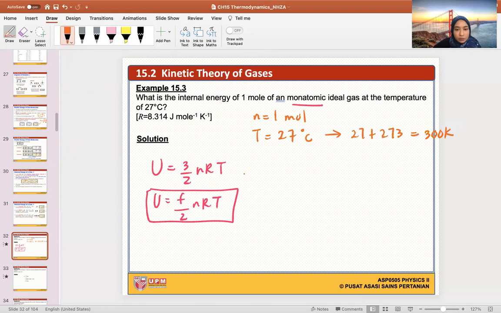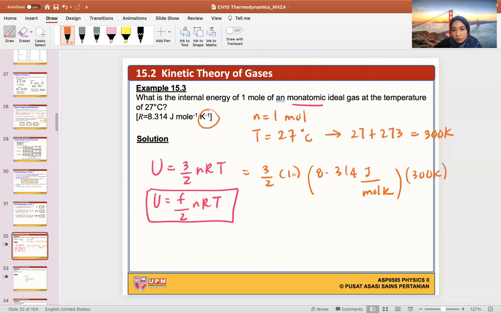What else is missing? We have everything here. 3 over 2, n is 1, R is 8.314 joules per mole K. The constant already told you to use your temperature in Kelvin, so that's a big hint. If you forget what unit you should use, look at the constants given. So now we use 300 K.